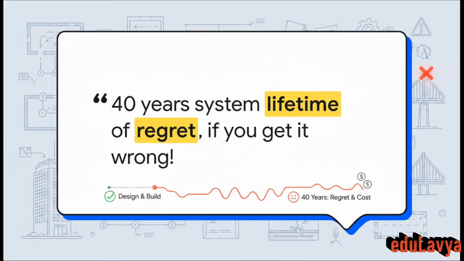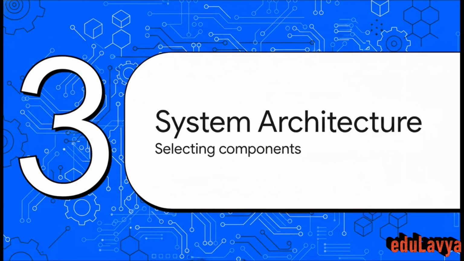And the stakes? They are astronomically high. There's a phrase engineers use, 40 years system lifetime of regret if you get it wrong. Skipping these rigorous baseline checks doesn't just cause a temporary headache on the construction site. Designing for dependability from the start is so much cheaper and way more effective than trying to retrofit it later. If your baseline is wrong, you're looking at catastrophic functional and financial consequences over the whole life of the system. You are literally building in decades of failure. No pressure, right?